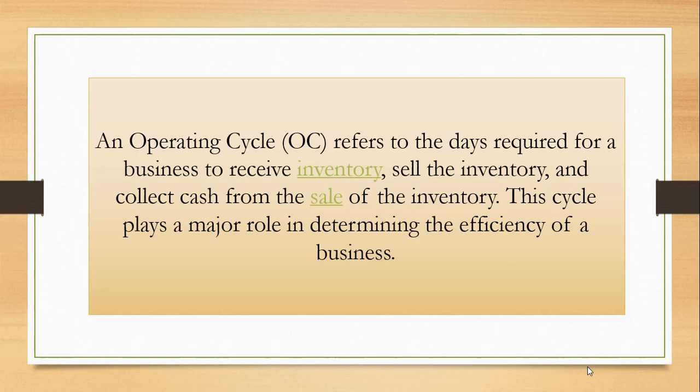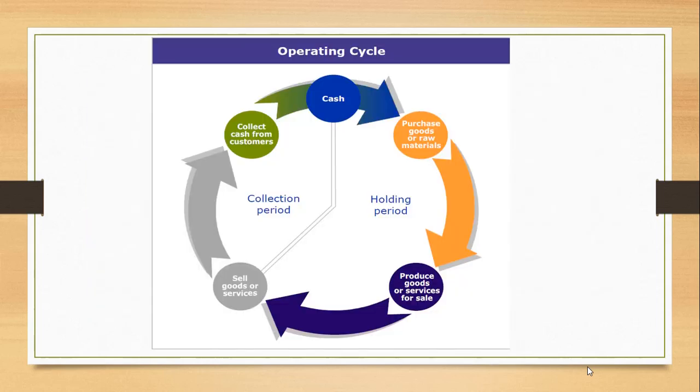This cycle plays a major role in determining the efficiency of a business. So basically, the operation cycle means the time required to collect cash from selling the inventory. This is a figure of the operation cycle. Firstly, purchasing goods or materials, then producing goods or services for sale, then selling goods or services, then collecting cash from customers. So the period begins from purchasing goods or materials and ends in collecting cash from customers.